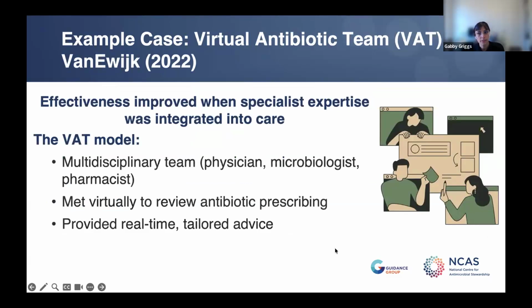And the other exemplar case was a virtual antibiotic team by Van Uyck 2022. And what's interesting is why this worked as well, is because this intervention brought together an on-site clinician with an off-site microbiologist and pharmacist who met virtually to review cases and to provide tailored feedback and advice. This meant that specialist expertise, which is often limited in aged care, was embedded into routine care. Overall, this shows that integrating specialist support into decision-making can lead to meaningful improvements in antibiotic use as well.